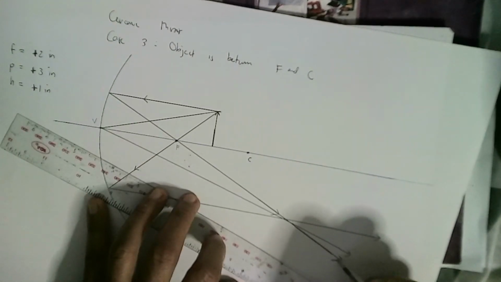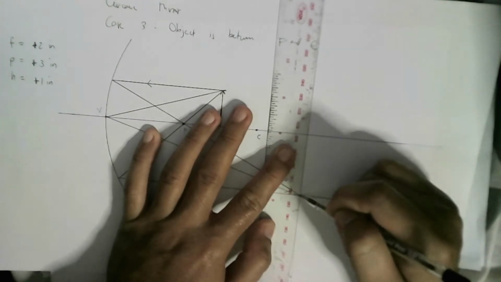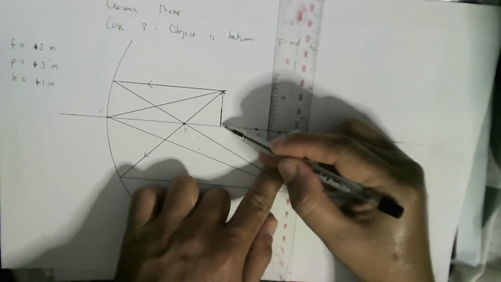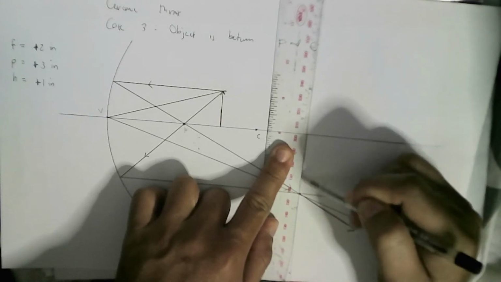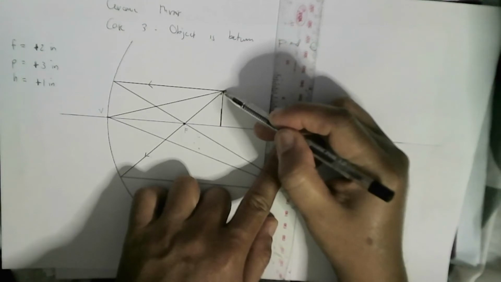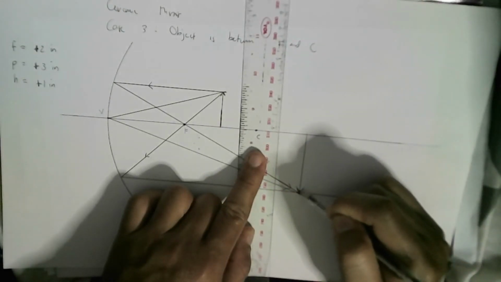So I'm just going to mark that there. And now you can clearly see that the light rays meet here somewhere. And therefore you form an image here. And again, since the object's foot is on the principal axis, the image's foot should also be on the principal axis. Since this forms the top of the object, this should form the top of the image there.